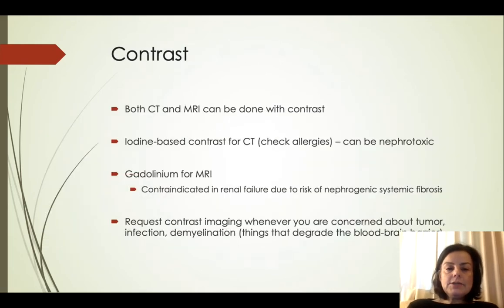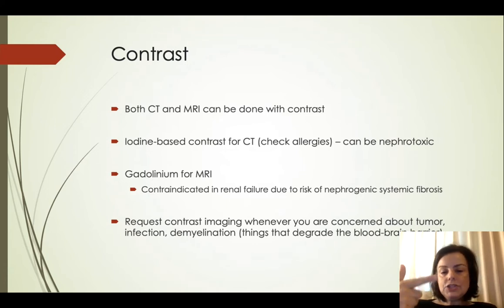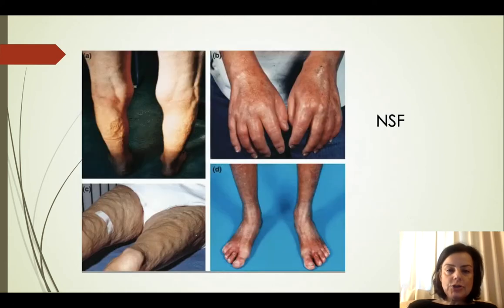Contrast. MRI, of course, can be done with contrast too. It's not iodinated contrast, it is gadolinium. And gadolinium, you may know, is contraindicated for patients with renal failure, not because of its effect on the kidneys, but because it can increase the risk of nephrogenic systemic fibrosis. So sometimes that can be an issue you have to deal with if you're ordering a contrast MRI. And again, remember, tumor, infection, demyelinating disease, things like that are the times you're going to really want to make sure you give contrast.